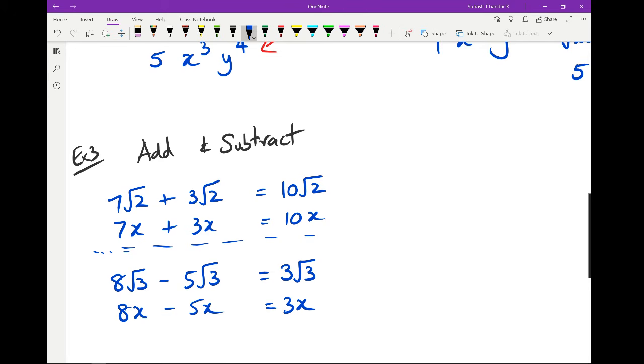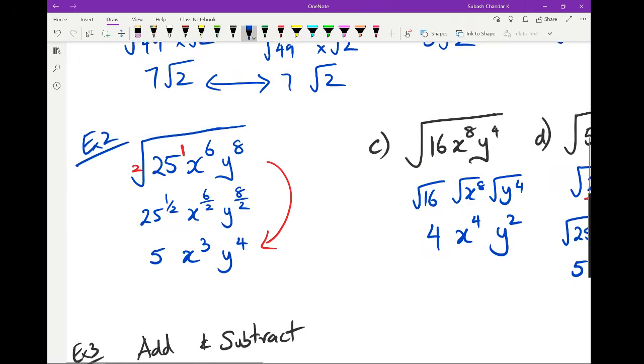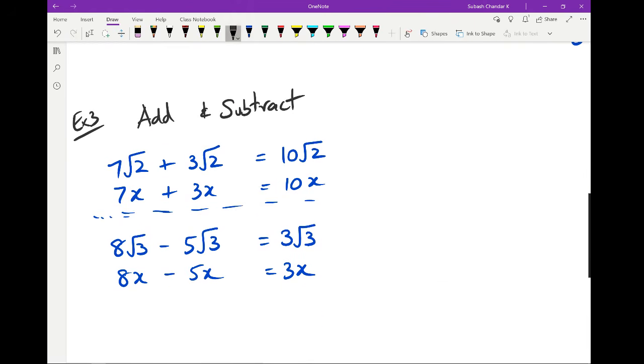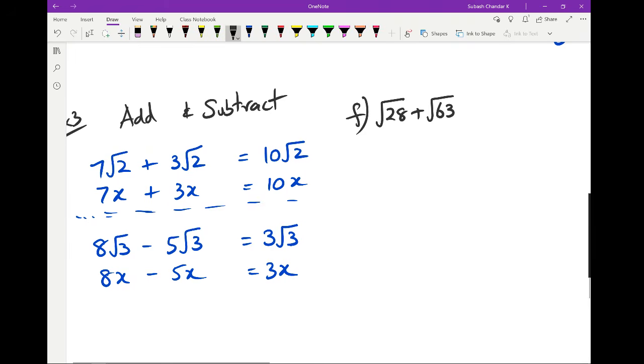I'm only going to give you guys two problems to do here, and then we're going to try and move on. I'm not really going to do the algebraic ones because you get the idea of what happens, well, we'll do one algebraic one. So where did we get up to? C, D, E. So we will do question F. Question F, I'd like you guys to do square root of 28 plus square root of 63. And then G is going to be square root of 56 minus square root of 14.